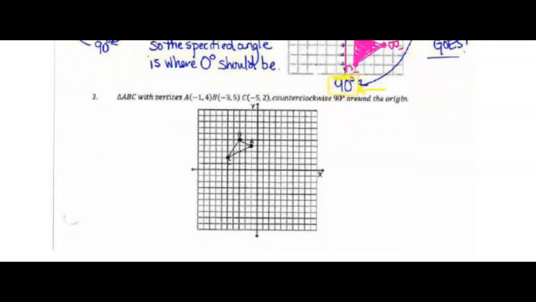The next one says triangle ABC with these vertices. The vertices are already there. So we want to look at the following: counterclockwise, 90 degrees around the origin. So we are going 90 degrees counterclockwise.